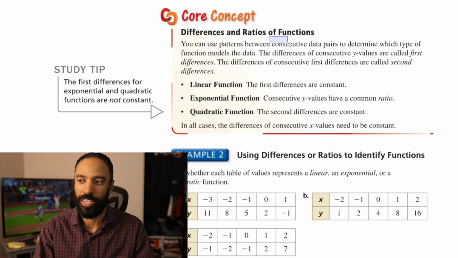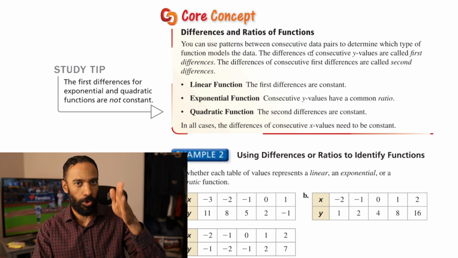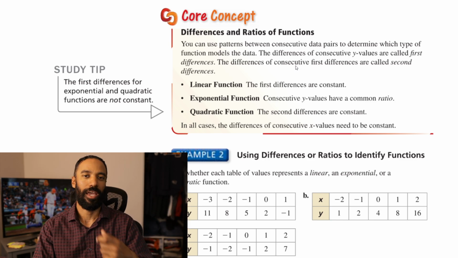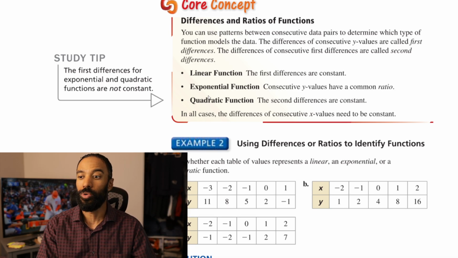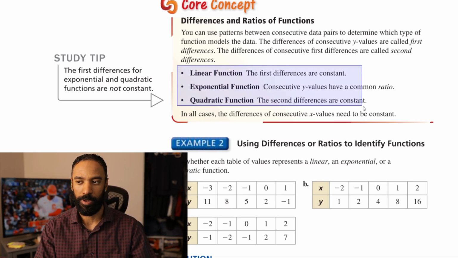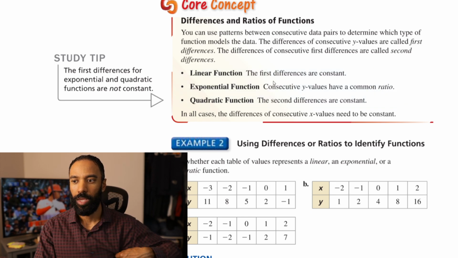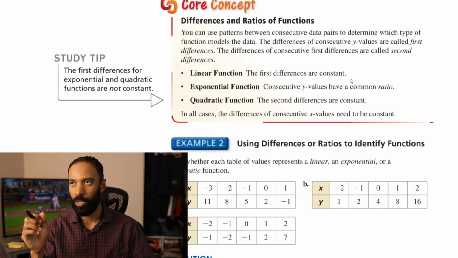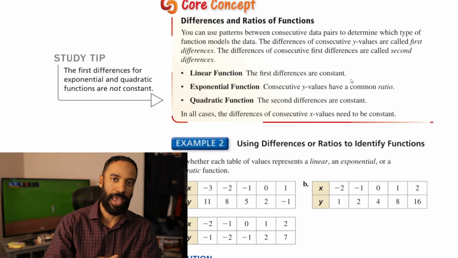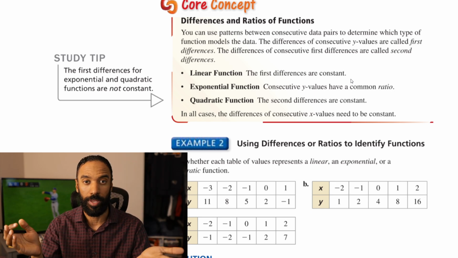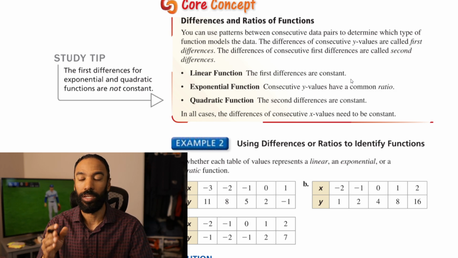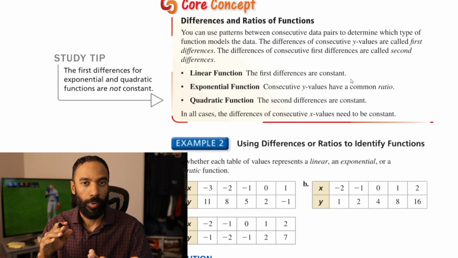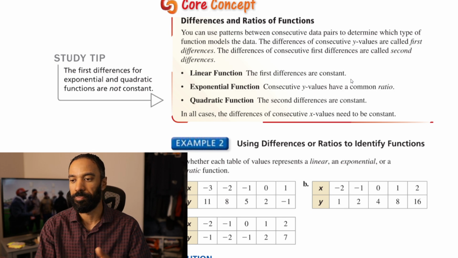When they say consecutive data, they mean when x is 0, 1, 2, 3, 4, like that, and then how the y values change. You can use these to determine whether it's linear, exponential, or quadratic. How? For a linear function, the first differences are constant. So the slope, you're adding 3 each time x increases by 1, that's a constant rate of change of adding 3. So up 3 over 1 is your slope. That's what a linear function will do.